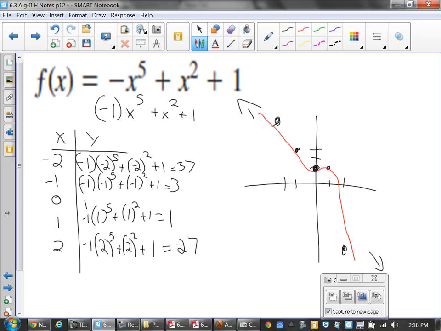Now, I know that we've done the quadratic, and a 4th degree polynomial just goes up and down. Sometimes the 4th degree can do this as well. It just really depends upon the problem.